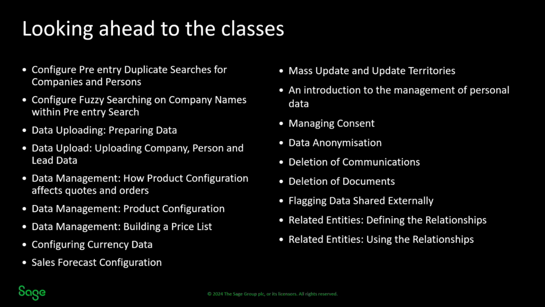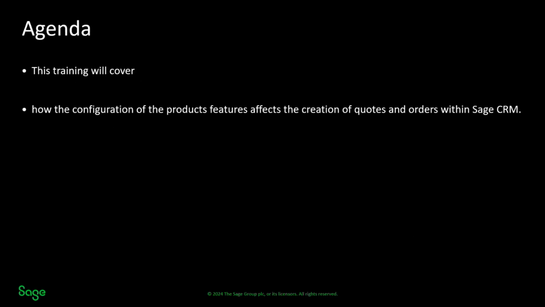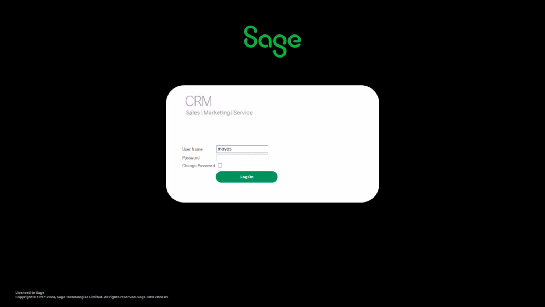So the purpose of this particular lesson is to get you to understand how the configuration affects the experience of the creation of the quotes and orders inside Sage CRM. The purpose, if you like, is to get you to realize this bit is under the control of the system administrator, and this is part of a larger story over the configuration.